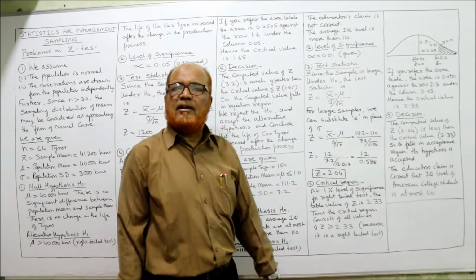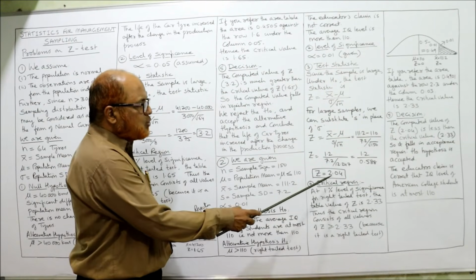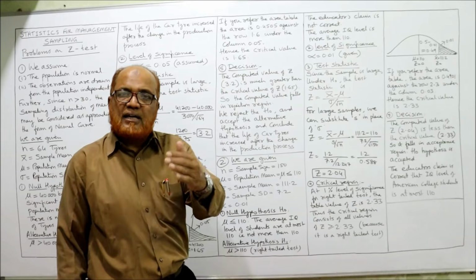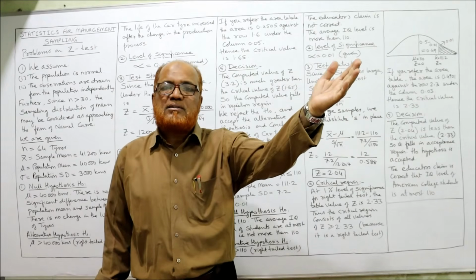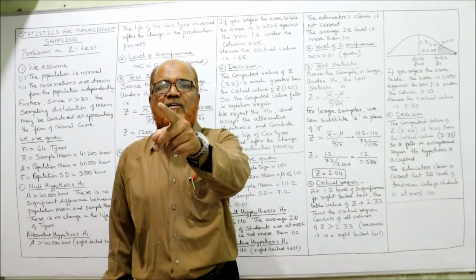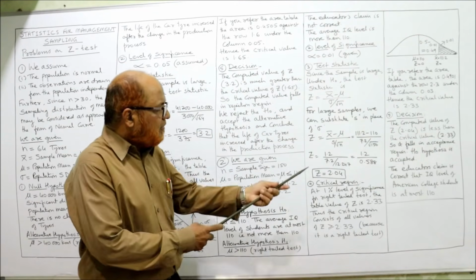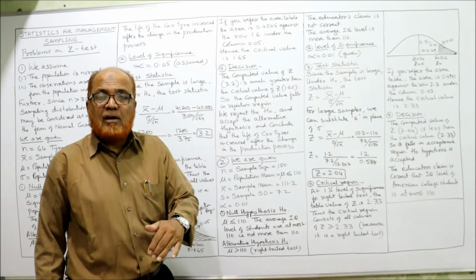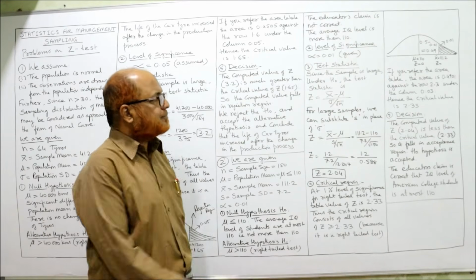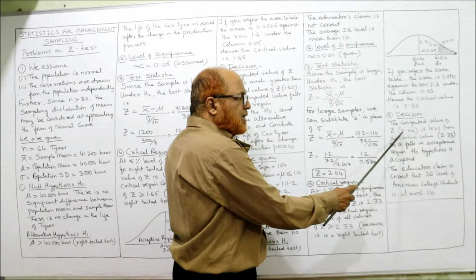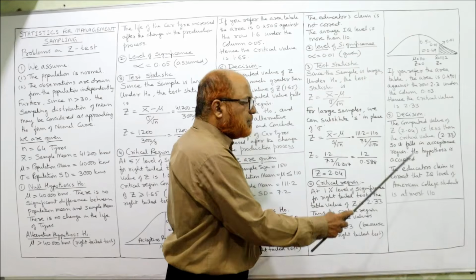Now the decision. Finally, compare the computed value with the critical value. The computed value is 2.04, whereas the critical value is 2.33. Any value more than 2.33 will go in the rejection region. Any value below 2.33 will fall in the acceptance region. Here the value 2.04 is less than 2.33, so it falls in the acceptance region. The computed value of Z, 2.04, is less than the critical value 2.33, so it falls in the acceptance region.